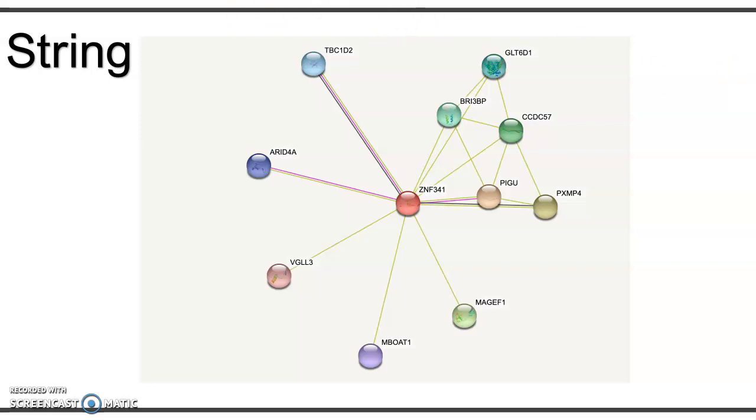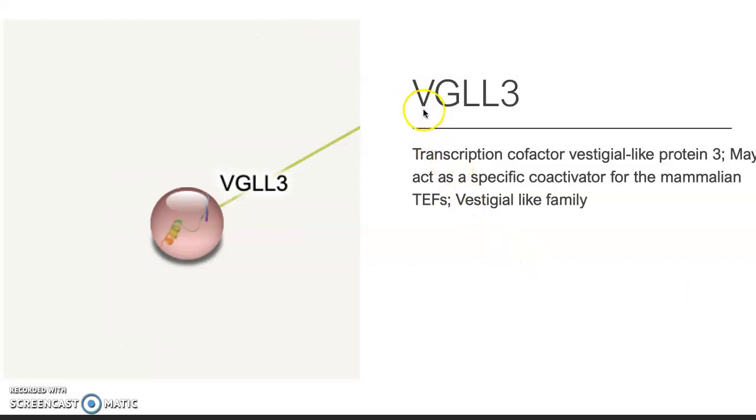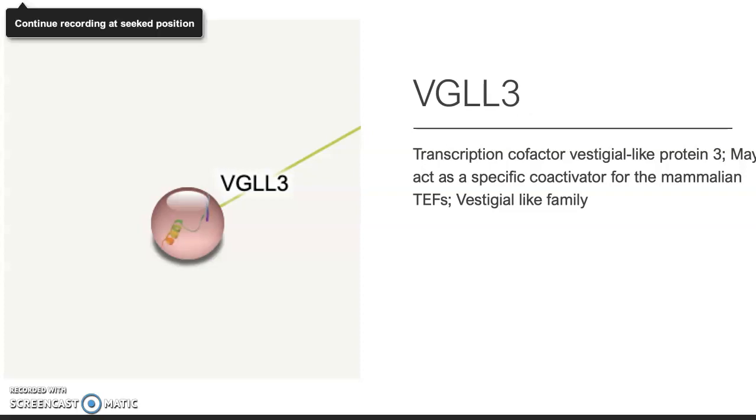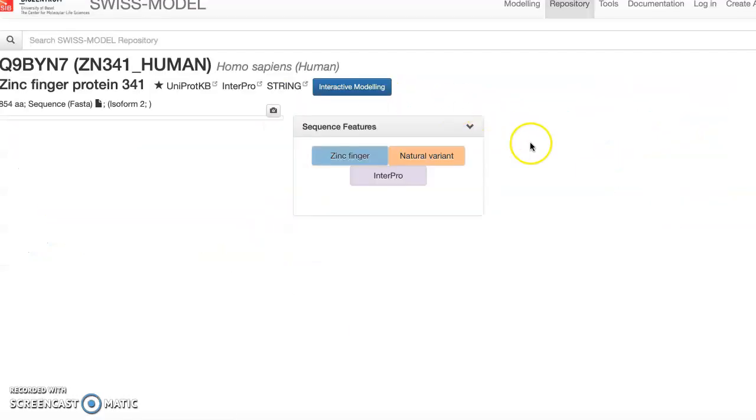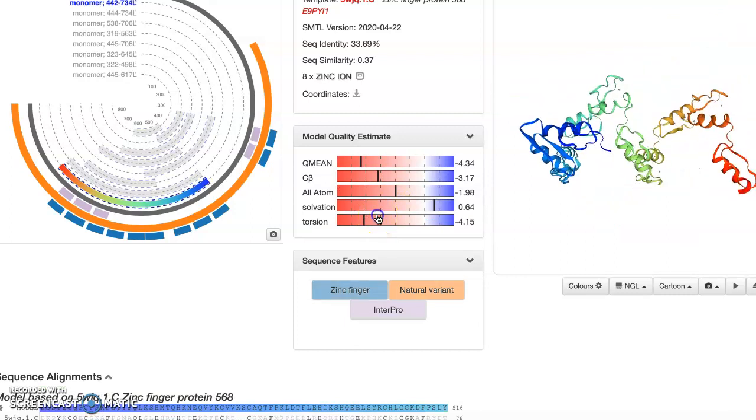Here you can see the strengths and all the predictive functional patterns. In this chart, you can learn more about each one of them and their functions. Here's an example of one, which is VGLL3. It may act as a specific coactivator for the mammalian TEFs. Now we're going to go in this link that is going to take us to the protein structure.